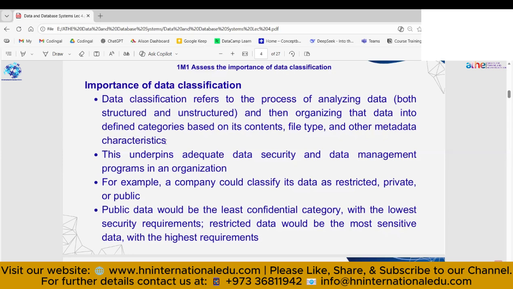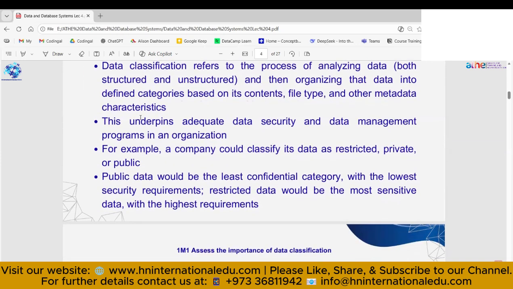So suppose that in your PC, in your phone, there is a lot of data. For example, you have images, videos, MP4 files, MP3 audios, right? All of that is data. So this underpins adequate data security and data management programs in an organization.